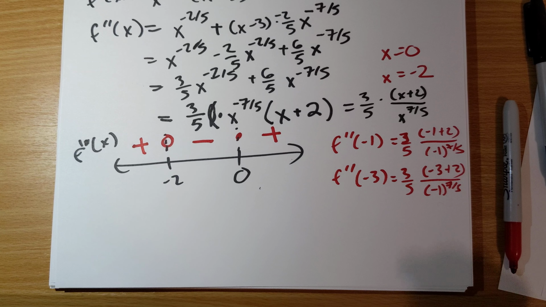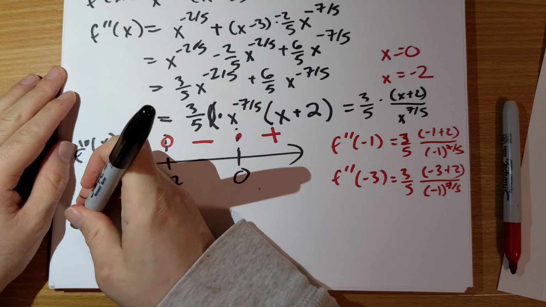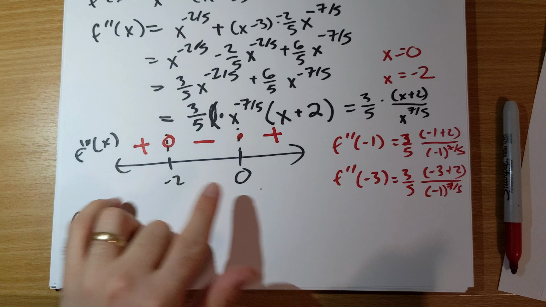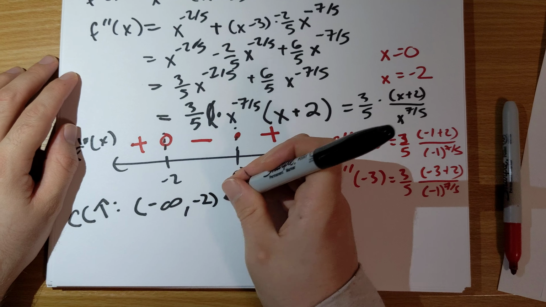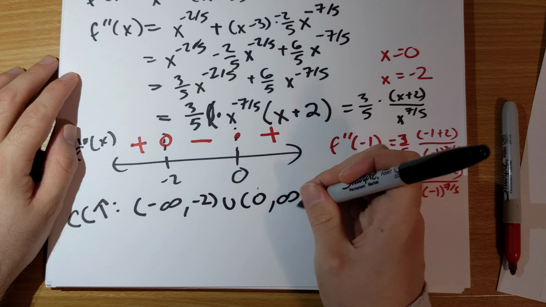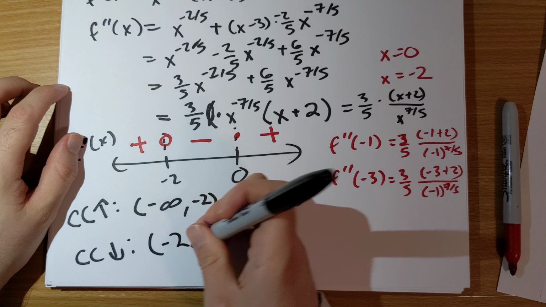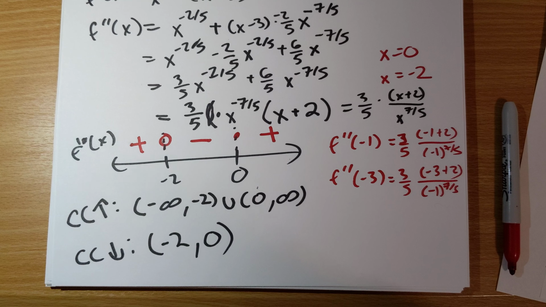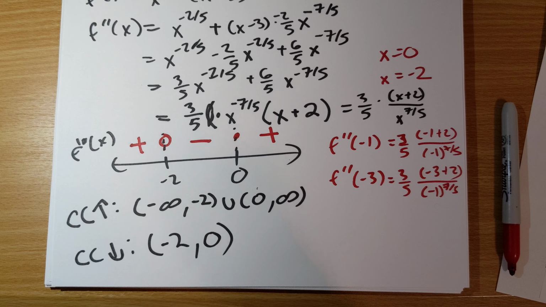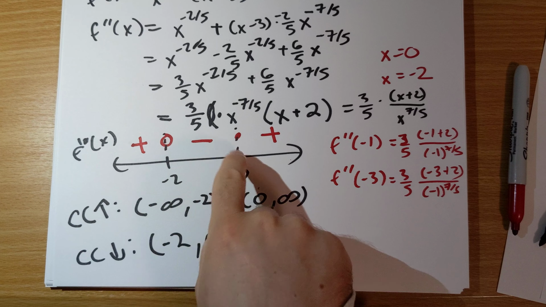So intervals of concavity, I guess we did part D, we're on to part E here. Concave up is when the second derivative is positive. So from negative infinity to negative 2, and from 0 to infinity. Concave down when the second derivative is negative, from negative 2 to 0. Okay, so then inflection points, when does the second derivative change sign? It changes sign at negative 2 and at 0.